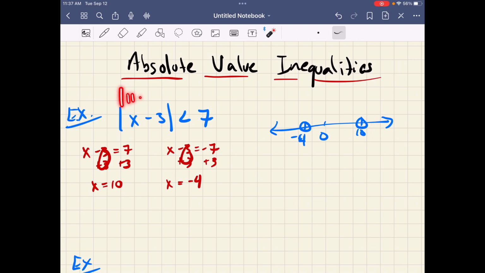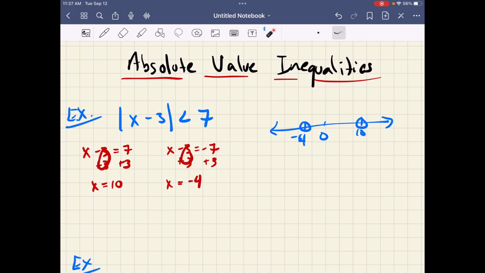So I have the absolute value of 11 minus 3 is less than 7, which is the same thing as absolute value of 8 is less than 7. Absolute value of 8 is 8, so now I have 8 is less than 7. That is an untrue statement. So what that means is I do not want to use any points that are over here to the right of 10, all right? So I'm going to exclude those from my answer.